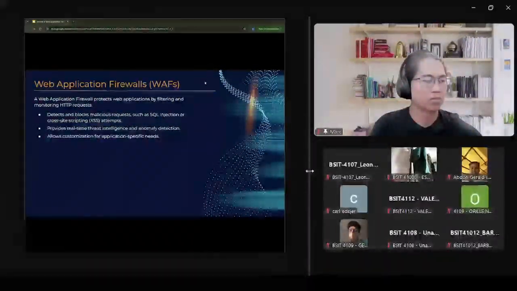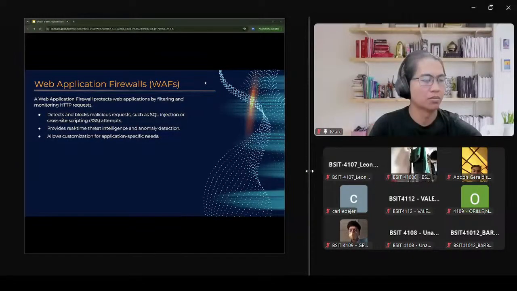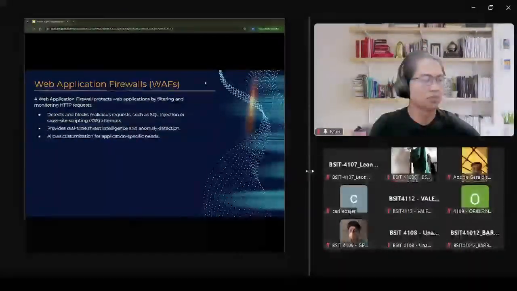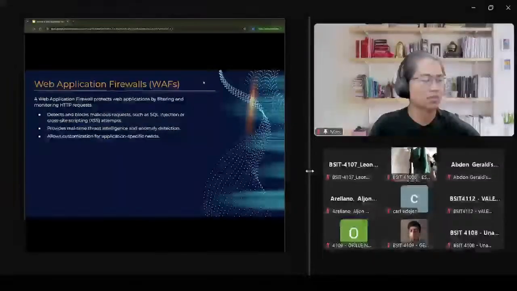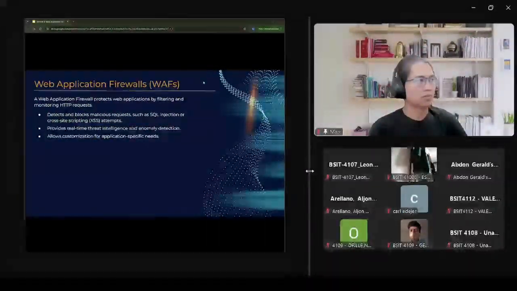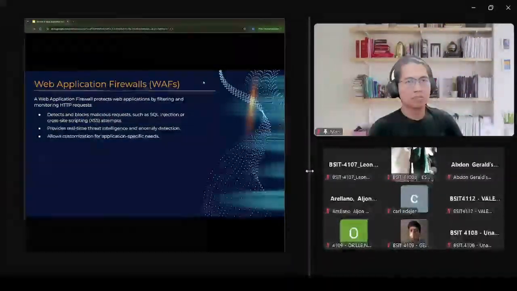Next is real-time threat intelligence and anomaly detection. Modern WAFs leverage real-time threat intelligence to stay ahead of emerging threats. They constantly update their rules based on the latest attack patterns observed globally. Additionally, WAFs use anomaly detection to identify unusual traffic behaviors, such as an abnormally high number of requests from a single IP address, which could indicate a bot attack.